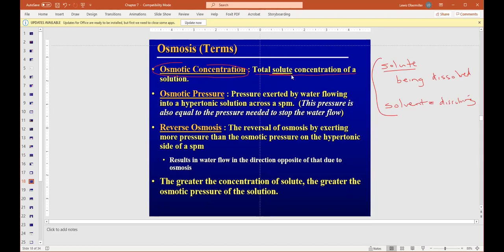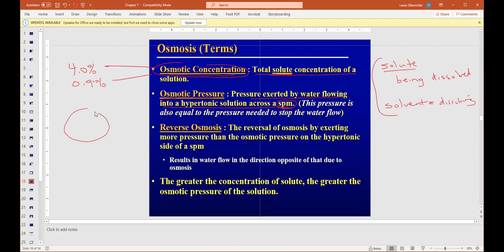So this is the concentration of the solute. If we're talking about salt water, the osmotic concentration would be the concentration of salt. Like we talked about, 4% for seawater, that would be the osmotic concentration, or 0.9% for your blood. The osmotic pressure is the pressure exerted by the water flowing in or out across a semi-permeable membrane. It's just an abbreviation that scientists use.